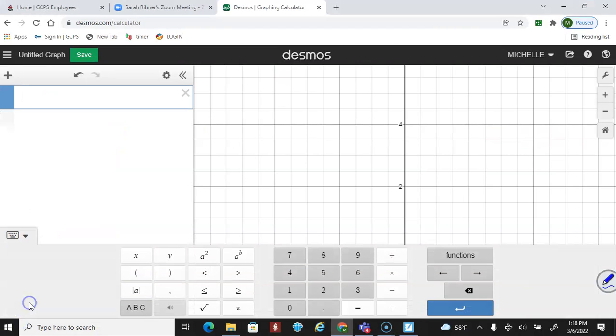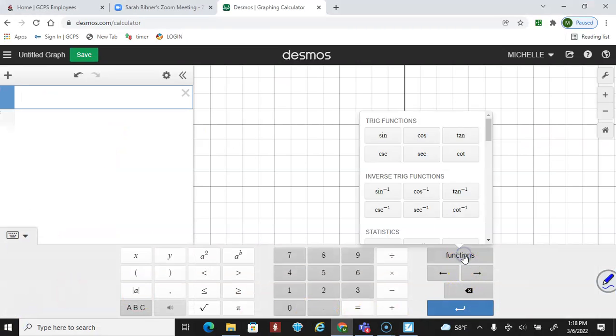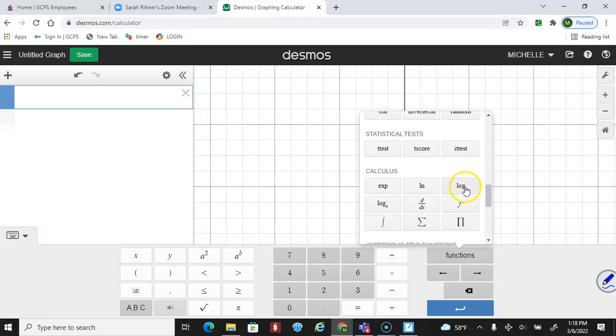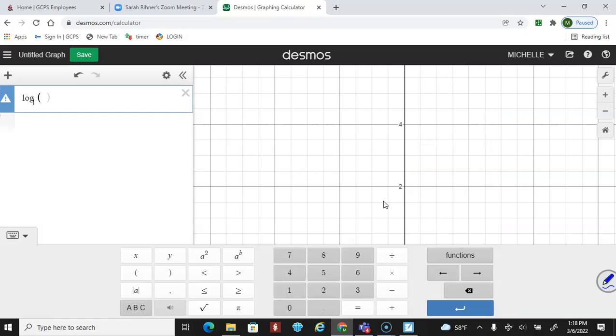First I want to show you where you can find this log. We're going to go over here to functions again and scroll down. We're going to find, see, that's the log base 10. But this is log with a base, so we're going to use this. And so we're going to put log of 1/2.